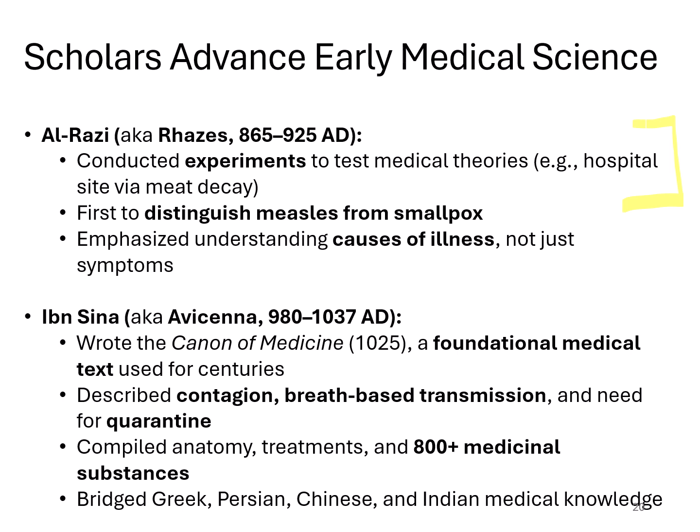He was also the first to distinguish measles and smallpox, which we now know today are caused by different viruses. And overall, he emphasized the understanding of causes of illness, not just treating the symptoms afterwards. We also have Ibn Sina, who wrote the Canon of Medicine, a foundational medical text that's been translated into many different languages. And in his book, he had descriptions of contagion, breath-based transmission, quarantine, anatomy, treatments, and a lot of different types of substances they were using as medicine back then.